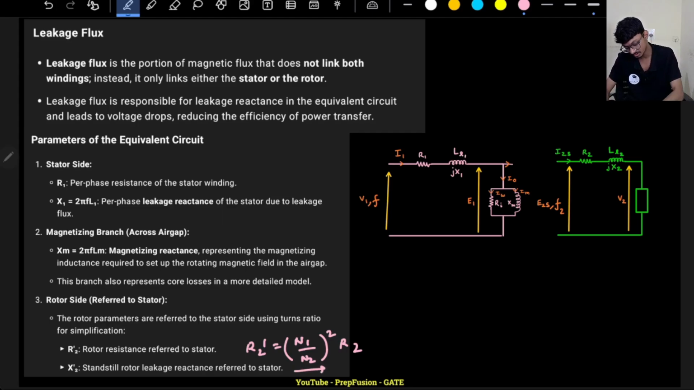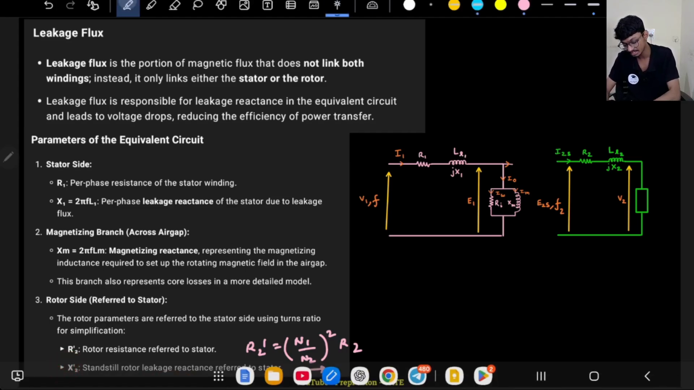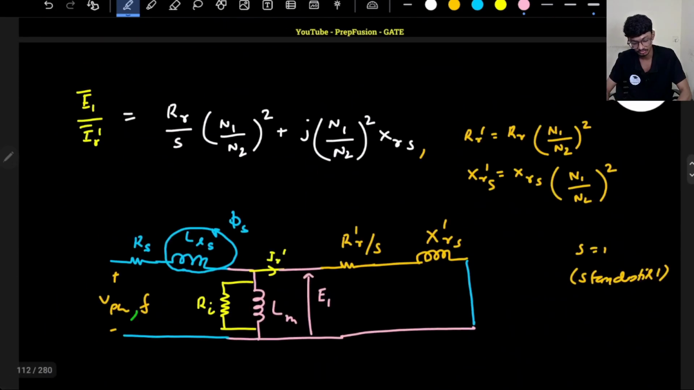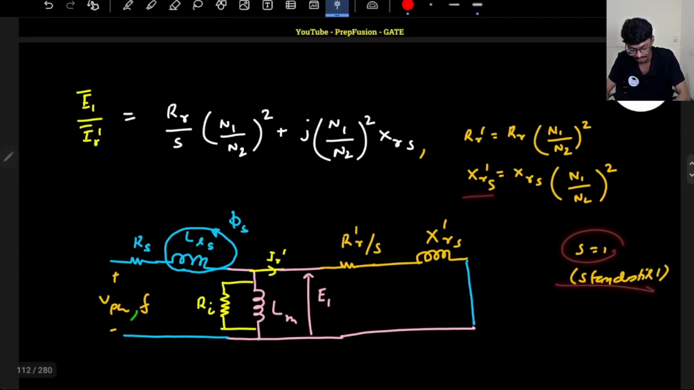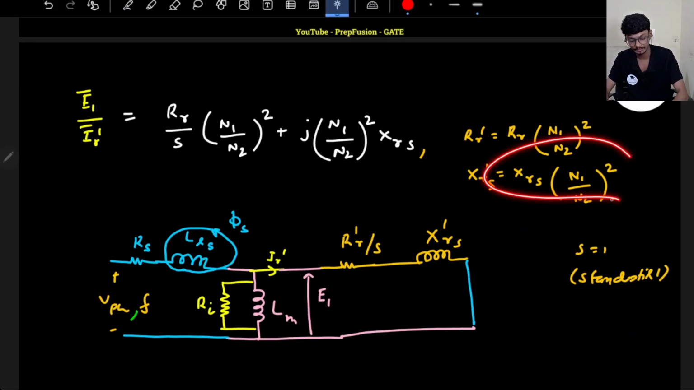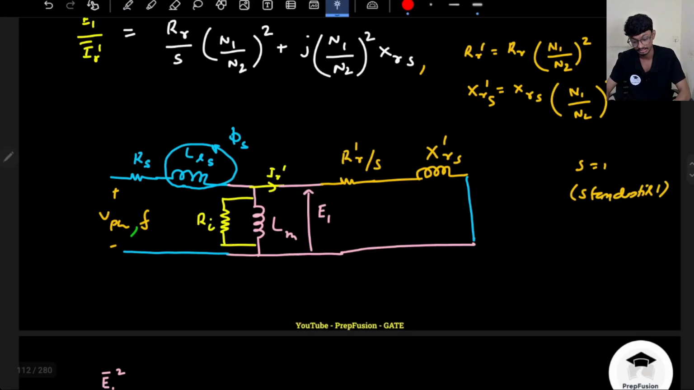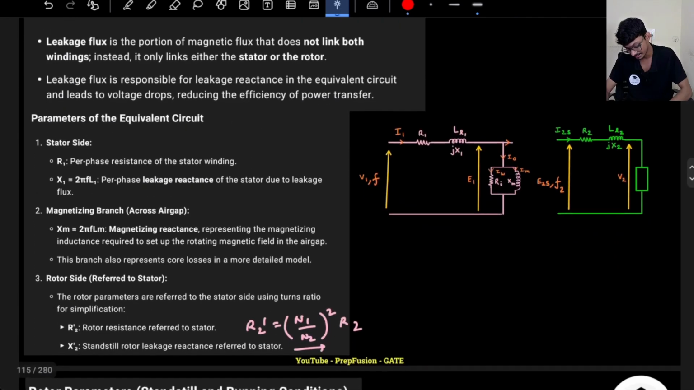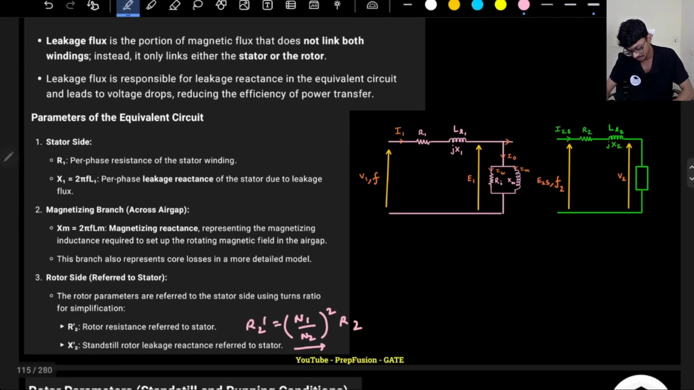And remember, X2 dash is not just the rotor leakage reactance. X2 dash is the standstill leakage reactance, because what happens at standstill? Slip is 1. If slip is 1, then that becomes my X2 dash. Okay, because it is independent of s. Please remember. So X2 dash is not just the rotor leakage reactance. It is the standstill rotor leakage reactance. I hope you have understood this point.